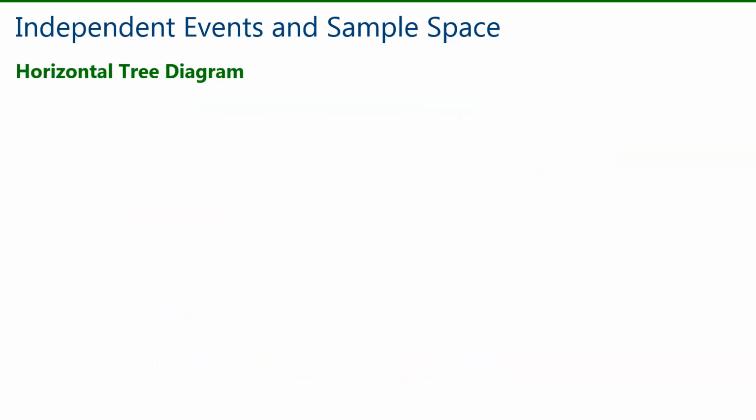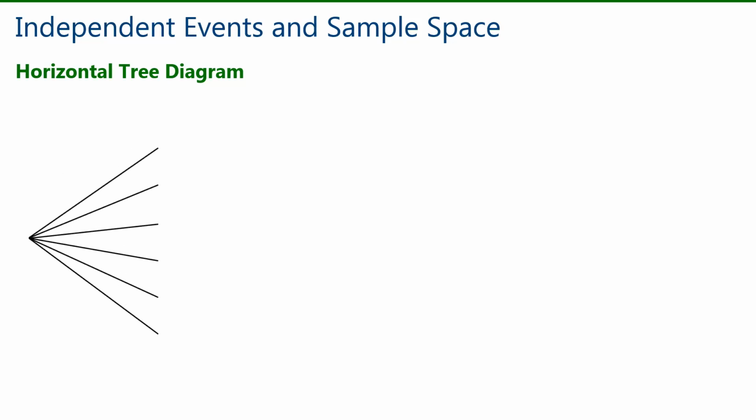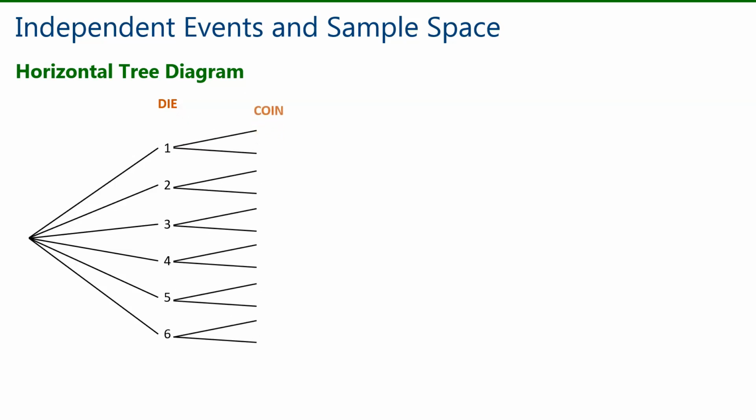Let's consider the same 2 events, only now we will organize using a horizontal tree diagram. Same idea, only we start from the left. I have 6 branches to represent the 6 possibilities for my die. From each of those, I extend 2 branches for my coin, representing heads and tails. Then we can list our outcomes as before. Obviously, they will be the same.